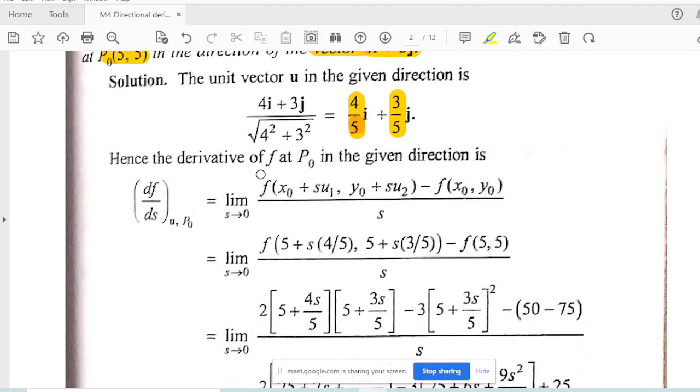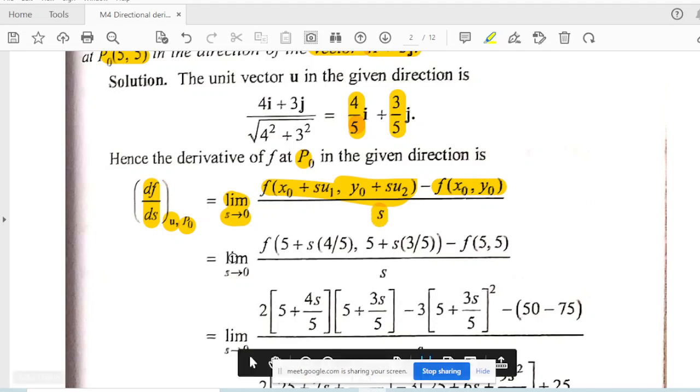Hence, now we are going to use the limit definition and find the directional derivative of f. The derivative of f at p naught in the given direction is given by df/ds at the point p naught in the direction of u. So this is equal to, by definition, the limit as s tends to 0 of f(x naught plus s u1, y naught plus s u2) minus f(x naught, y naught), divided by s.